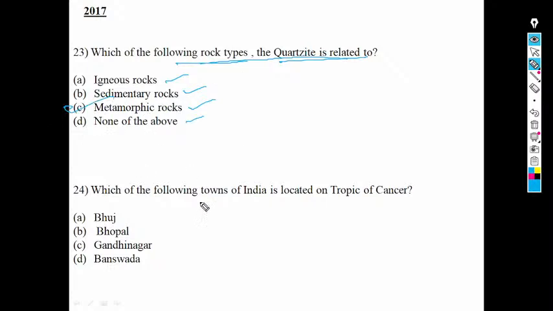Then, which of the following towns of India is located on the Tropic of Cancer? Bhuj, Bhopal, Gandhinagar and Banswara. It is Bhopal basically. Bhopal is in Madhya Pradesh. Okay.